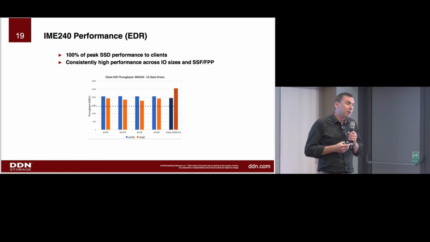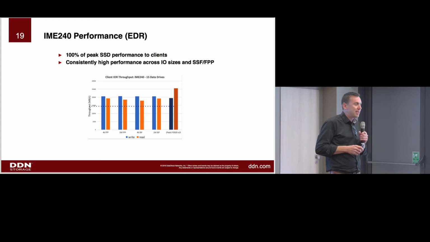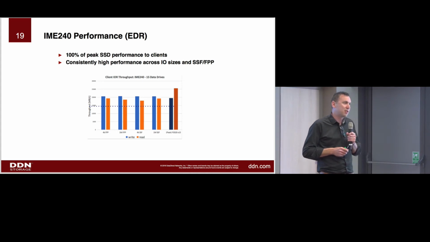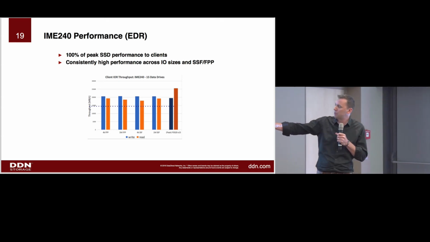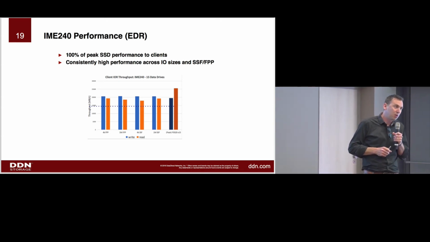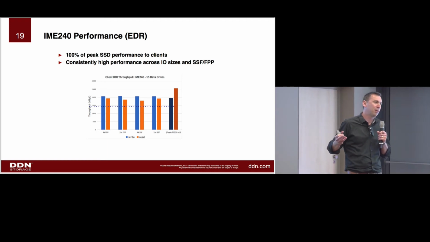So 1.1 brings us this IME 240. It's a 2U system. It's got up to 23 NVMe drives inside. And the performance characteristics are pretty strong. Here we see an example of, you can't probably read this, 4K file per process, 1 meg file per process, and the same for single shared file.